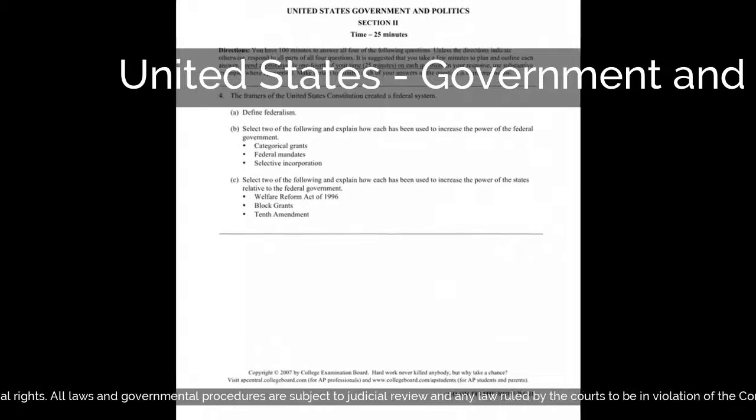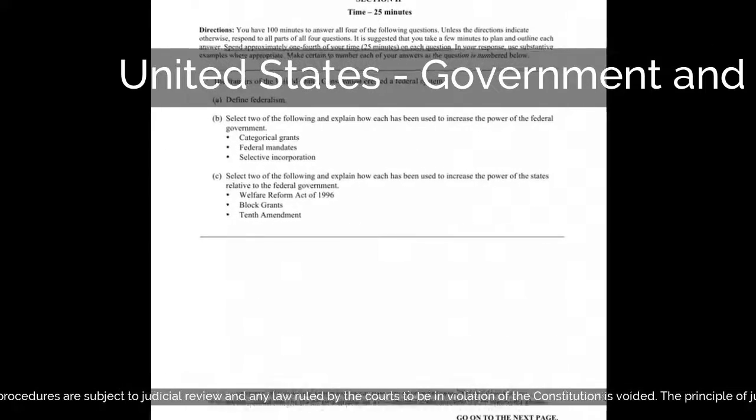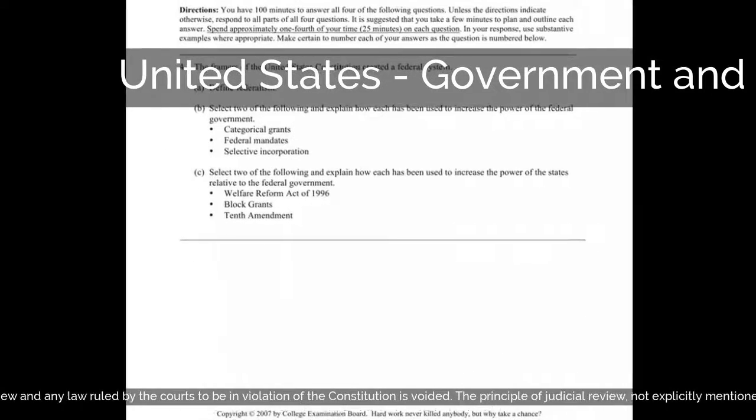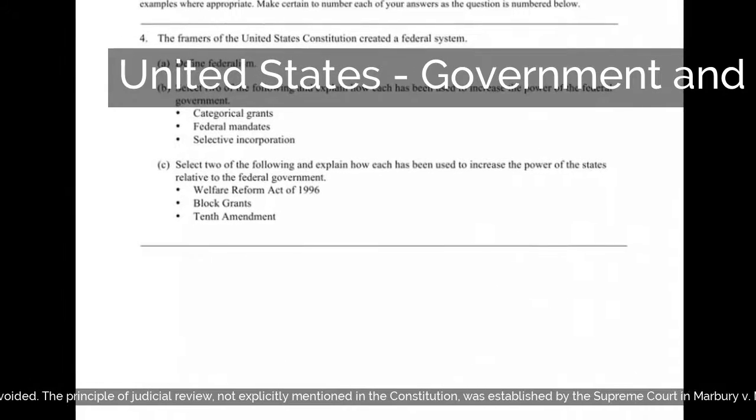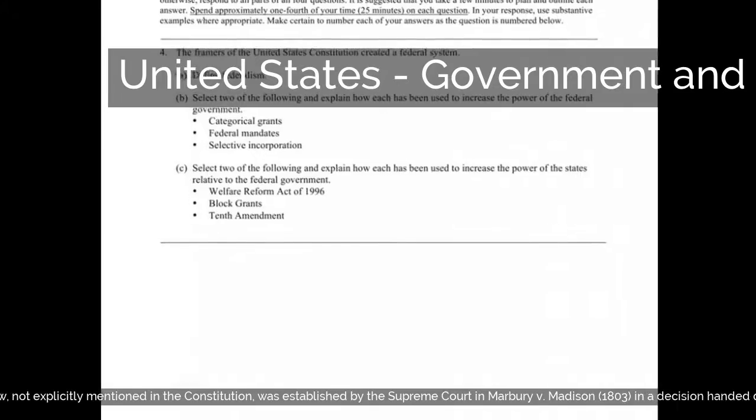The principle of judicial review, not explicitly mentioned in the Constitution, was established by the Supreme Court in Marbury v. Madison, 1803, in a decision handed down by Chief Justice John Marshall.